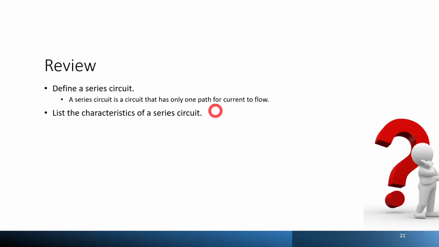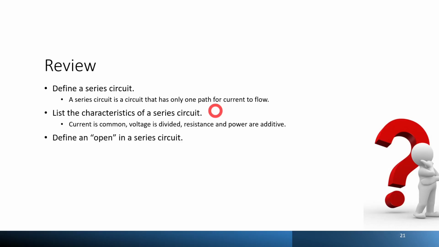List the characteristics of a series circuit. Okay, again, pause the video and then come back. In a series circuit, current is common, voltage is divided, and resistance and power are additive. That's saying it pretty succinctly. Current is common because we only have one current going through the circuit. Voltage is divided because across those resistors, the current causes a voltage drop, and the resistance and the power, we can just add those up.